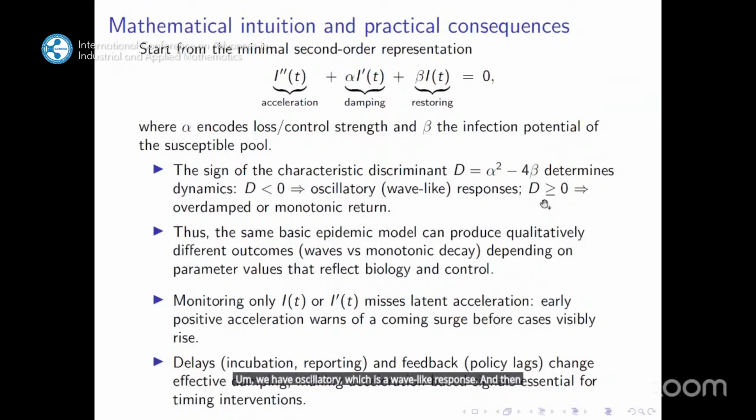And if D is greater than or equal to 0, we have an overdamped or monotonic return. So if we are monitoring only I or the first derivative of I, it misses the latent acceleration. Early positive acceleration warns of a coming surge before cases visibly rise. So traditionally, we only monitor these two.